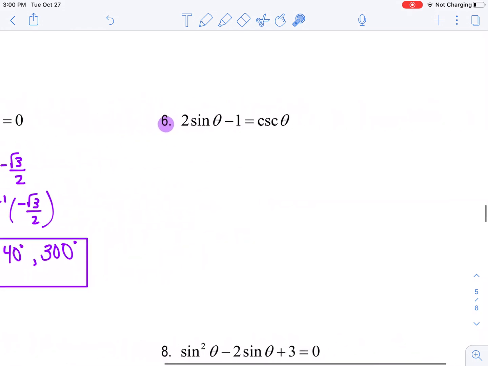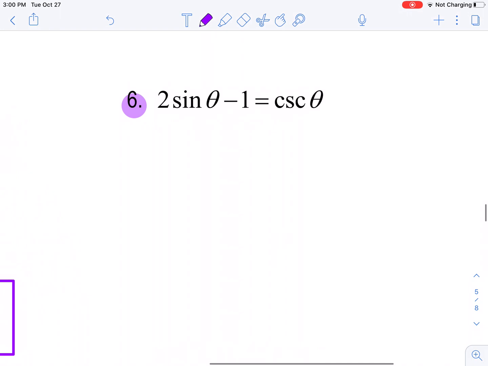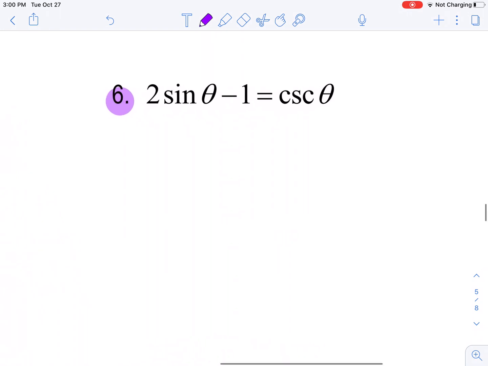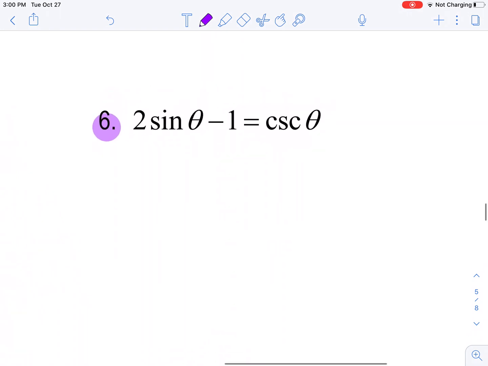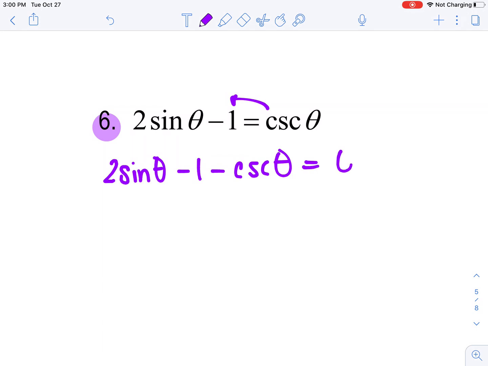Awesome. Last one. Again, you guys remember you can pause the video at any point if you need to look back at something, and I encourage you to do that. So here are two different trig functions. Let's go ahead and set this equation equal to 0. So I'm going to move the cosecant over. So I have 2 sine of theta minus 1 minus cosecant of theta equals 0.